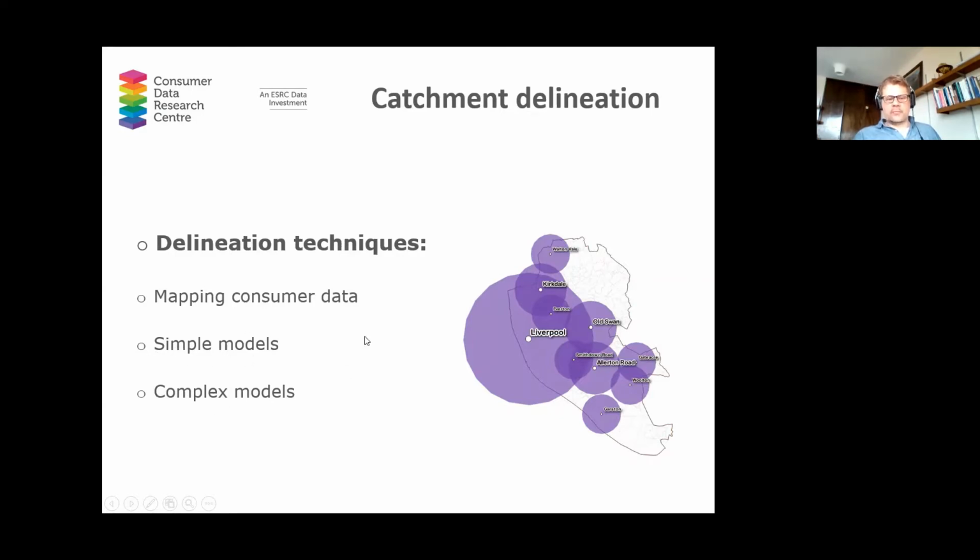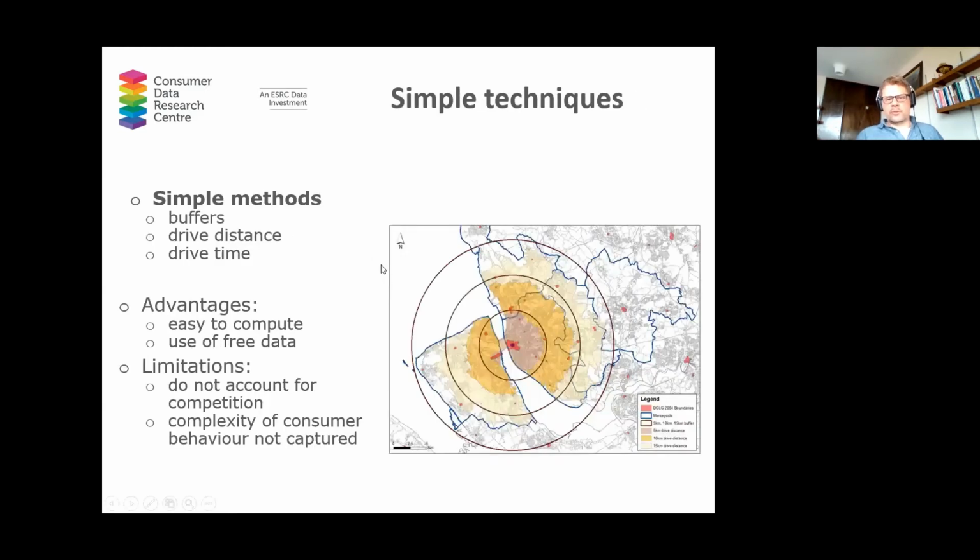There is a broad division into two different types of modeling retail catchments, or pretty much any catchments. This could be applied also to schools, train stations, and so on. So in terms of the actual simple techniques, we have three different ones here. We've got buffers, which is just a circular, straight line distance from a center. Here we've got Liverpool city center, and you've got 5, 10, 15 kilometers or 5, 10, 15 minutes drive time.